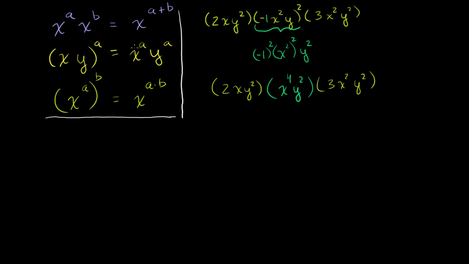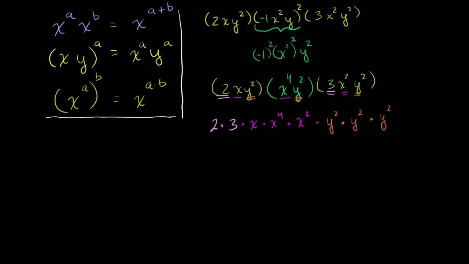So I can rearrange this so that it's easy to simplify. I can multiply 2 times 3, and then I can worry about the x terms. Let me do it in this color. Then I have times x times x to the fourth times x squared times x squared. And then I have to worry about the y terms. Times y squared times y squared times another y squared times another y squared times another y squared.